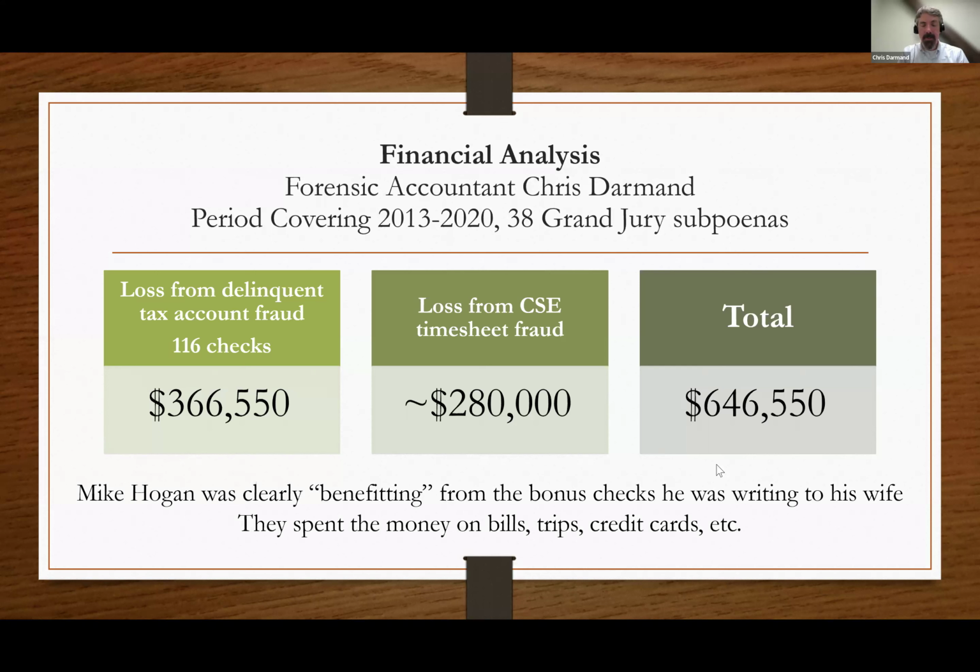So we'd also established through this financial analysis that Mr. Hogan had benefited from the bonus checks paid to Joy based on the co-spending. And from those credit cards, we could see they were going on trips and other expenses.